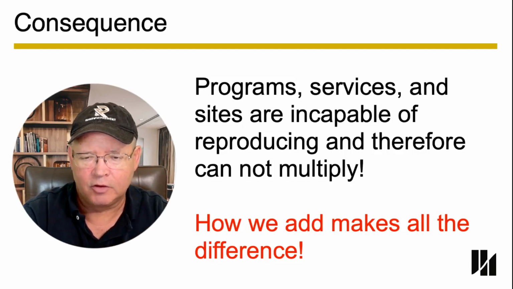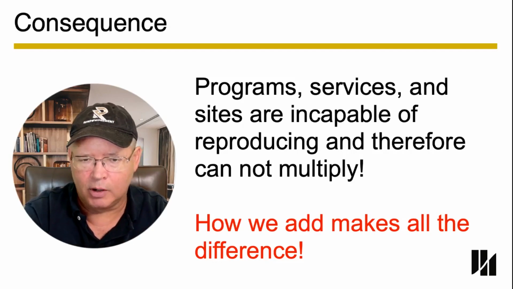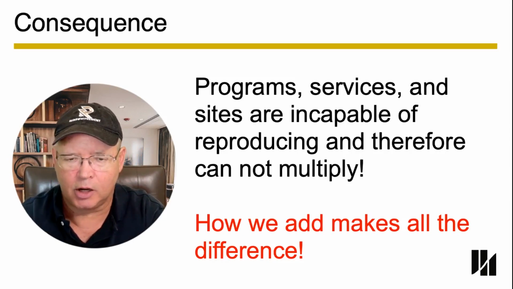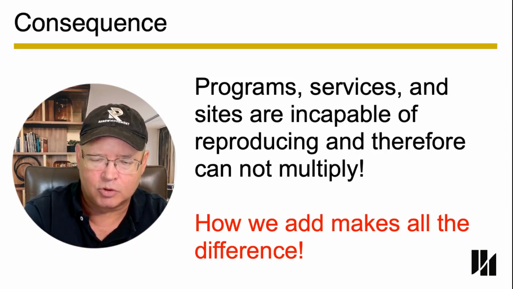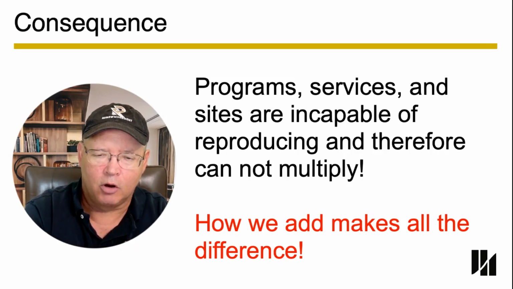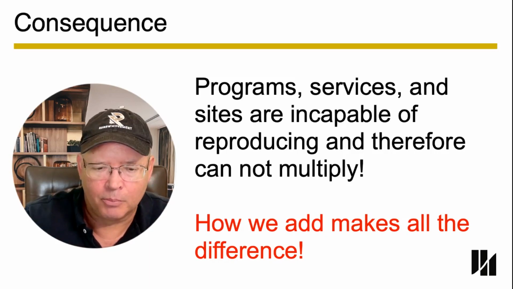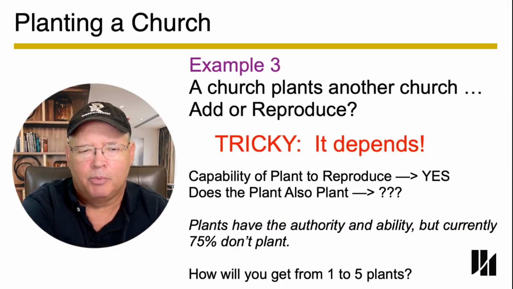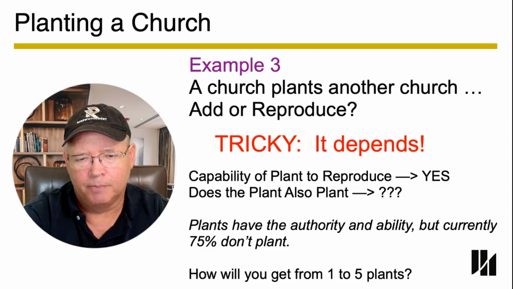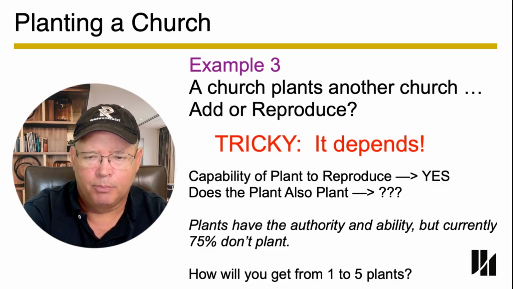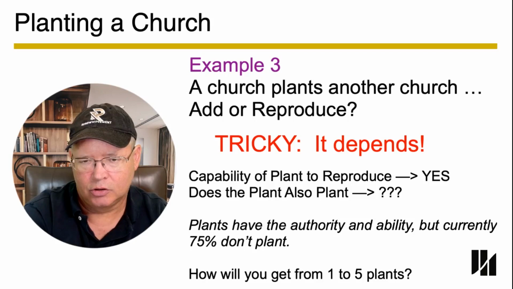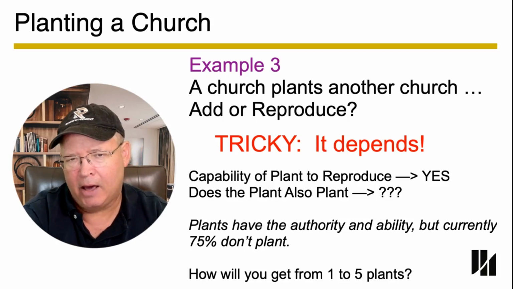So this is not a tyranny of the or of, oh, it's programs, services, and sites, or it's church planting. No, we need to have programs, services, and sites, but we've also got to have the church planting piece to get the reproductive impulse. So let's jump to the third example in a church. This is the really tricky one. One church plants another church. And the question is, did we add or did we reproduce?